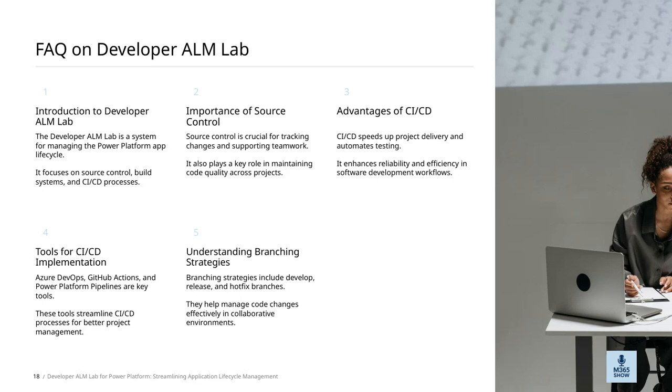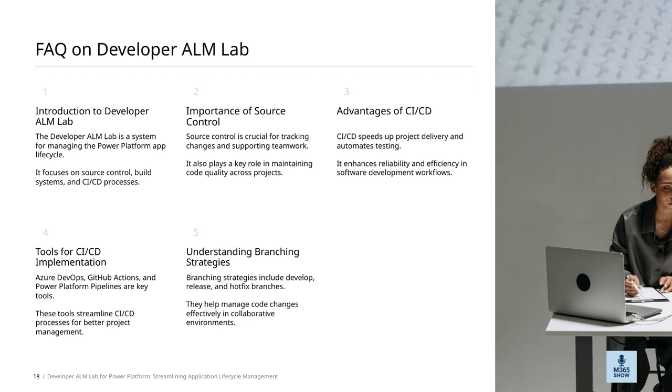Let's take a closer look at some common branching strategies. These typically include develop, release, and hotfix branches. The idea here is that they help us manage code changes more effectively, especially when working in collaborative environments. By using these branches, teams can coordinate updates, testing, and bug fixes more smoothly, reducing conflicts and ensuring stability.